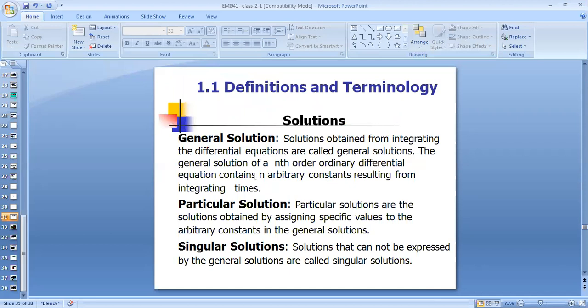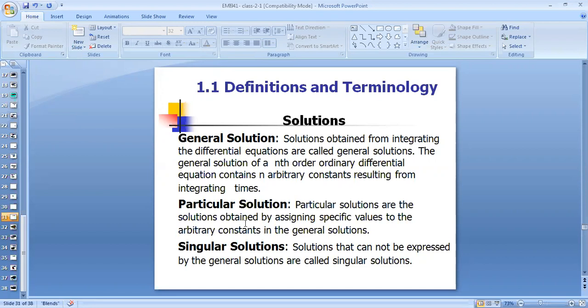Now there are three types of solution. One is the general solution, another is the particular solution, and the singular solution. Now the definition: a solution obtained from integrating the differential equation is called a general solution. Previously we have seen many examples. We integrated to find the solution. Those types of solutions are called general solutions. The general solution of an nth order differential equation contains n arbitrary constants resulting from the integration. That means a second order differential equation consists of only two constants, and a third order will consist of only three constants. This is why an nth order will consist of what?